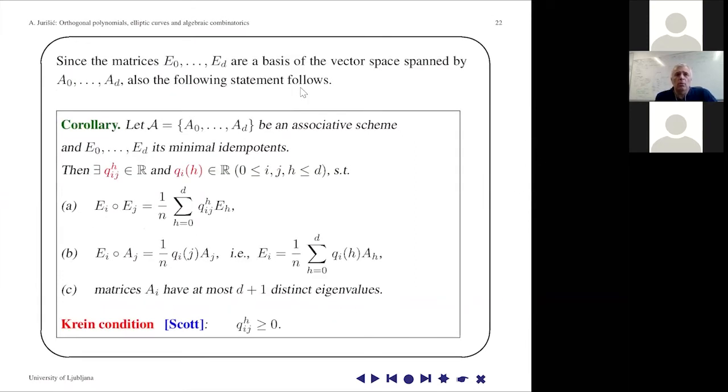Okay, and because we have another basis, then we can write everything in this other basis. So we have also two products, the ordinary product and the Schur or Hadamard product. And so this way we get the new structural constants, and these are called Krein parameters. For those ones, we don't necessarily have a combinatorial interpretation, but we have this inequality that Krein parameters cannot be negative.